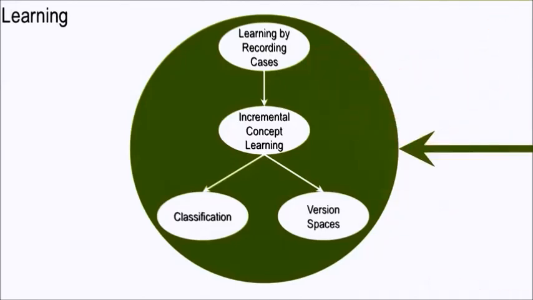We started off by talking about learning by recording cases, where an agent could build up a case library of its own prior experiences to use for future reasoning. That formed the foundation of analogical reasoning as well, that we'll talk about in a second. We also talked about incremental concept learning and version spaces, two different learning methods for learning about information that's coming in incrementally, or bit by bit.